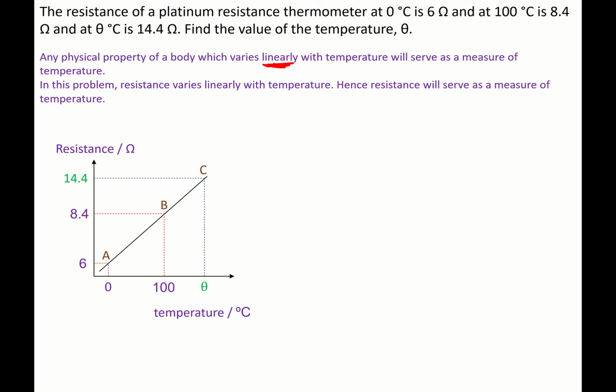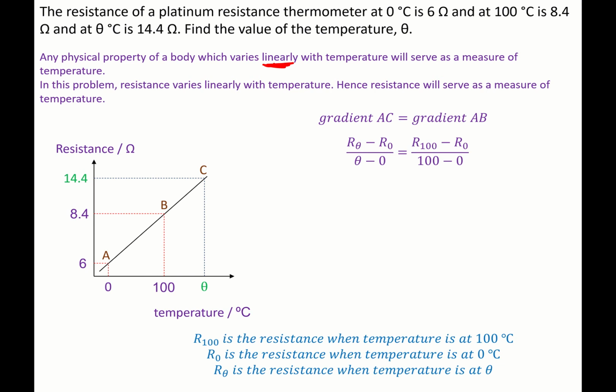So as per normal, we're going to label these three coordinates A, B, and C. And we're going to go back to the very basics. Gradient AC equals gradient AB. So for gradient AC, R theta minus R naught over theta minus 0 equals R100 minus R naught over 100 minus 0.